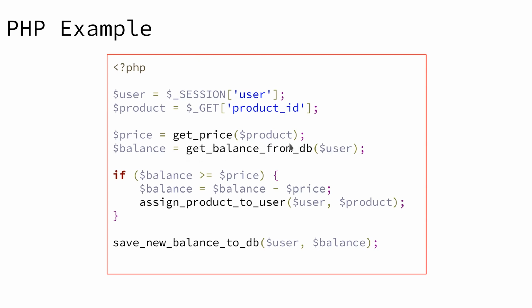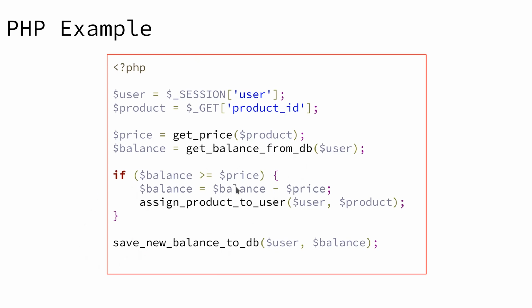Then it gets from the database the balance of this user, for example, 100 euros. Then it checks, is the balance greater or equal to the price? In this case, the user has 100 euros, the product costs 20 euros, so this is true. Then we calculate a new balance, which is the old balance minus the price of the product. Then we assign the product to the user, meaning that, okay, user has paid for it, we will ship it. And then we save the new balance to the database.